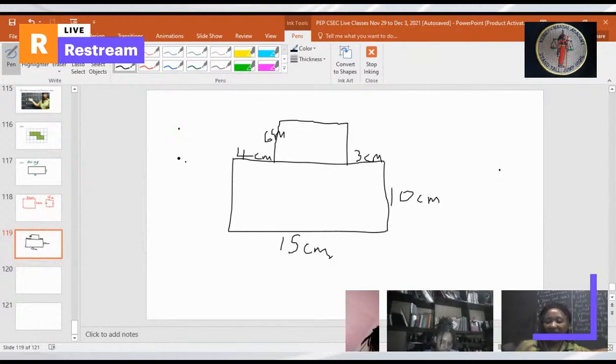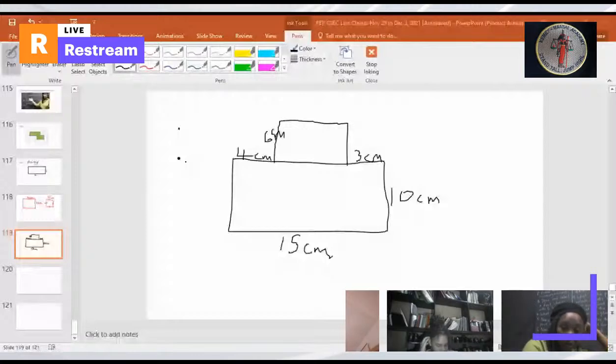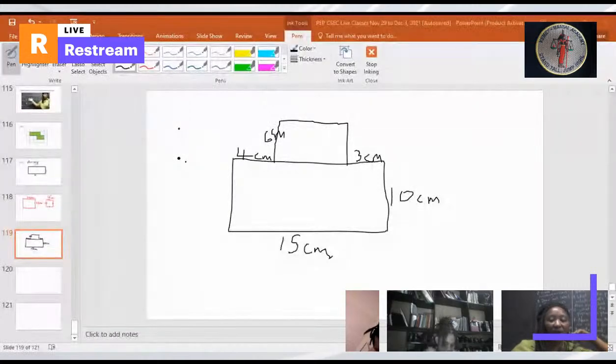What's the area of the entire shape? Miss, this may sound big, but would it be 10,800? How did you get that, John? Miss, I multiplied the 15 times the 10 times the 3 times the 6 times the 4. Where did 8 come from? No, Miss, I said 3. 15 times 10 times 3 times 6 times 4.